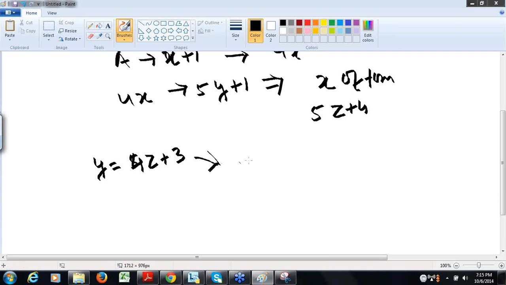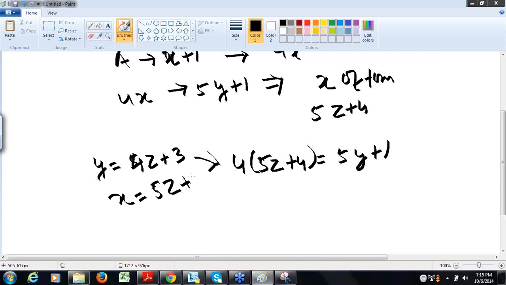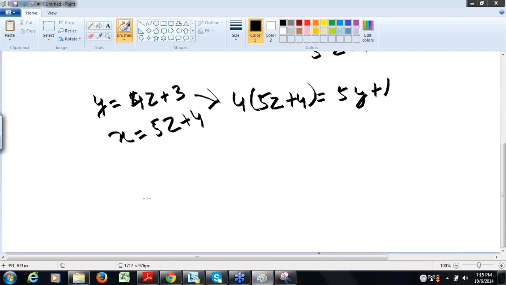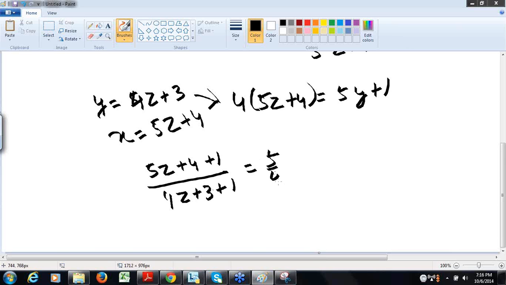How did we get this? Just substitute this value of x in this equation. So 4 into 5z plus 4 is equal to 5y plus 1. So that means y is equal to 4z plus 3, and obviously x is of the form 5z plus 4. Okay. Now the ratio of the number of biscuits that A and B took is 5:4. So (5z plus 4 plus 1) upon (4z plus 3 plus 1) is equal to 5/4.